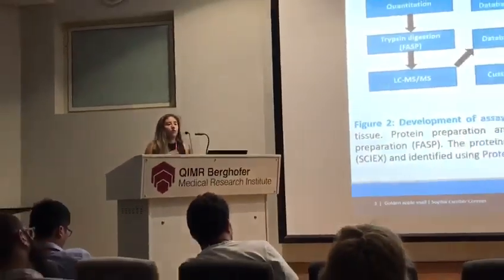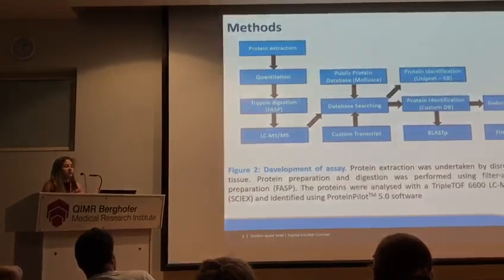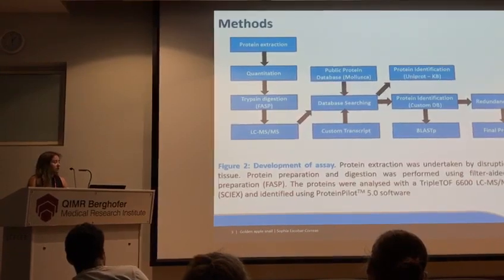So for that we took samples of different digestive tissues, such as salivary gland, digestive gland and intestines, and took digestive contents, crop and style sac. Our workflow was protein extraction, then filter-aided sample preparation, followed by the MS analysis.